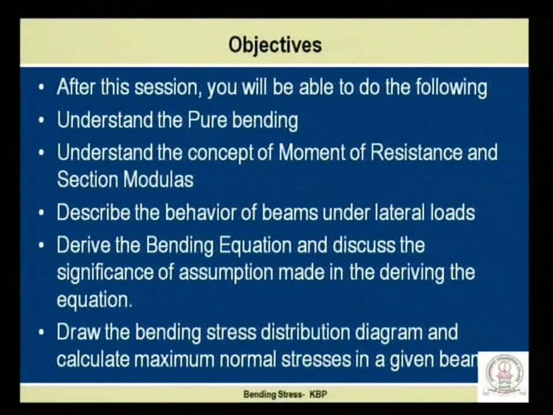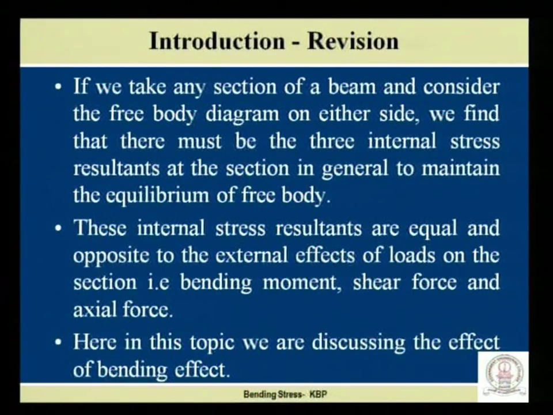So today, in the first session, we are going to understand what bending stress is. If we take any section of a beam and consider the free body diagram on either side, we find that there must be three internal stress resultants at the section in general to maintain the equilibrium of the free body. So what are those three internal stress resultants? That is the horizontal component, vertical component and moment. These internal stress resultants are equal and opposite to the external effects of loads on the section, that is bending moment, shear force and axial force.